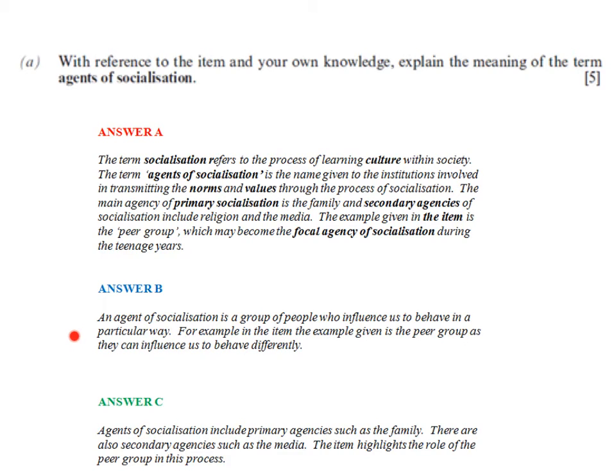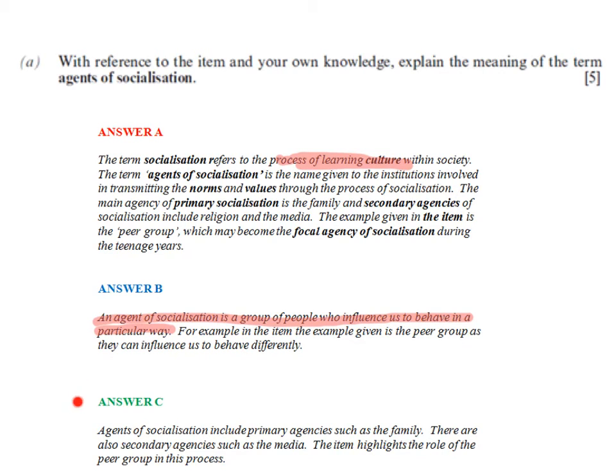Answer B is underdeveloped, it's too brief, and there are opportunities here to use sociological concepts. So if we look at the first sentence, for example, an agent of socialisation is a group of people who influence us to behave in a particular way. That could be expressed in much more sociological language. Contrast that to answer A, where they talk about the process of learning culture. That sounds much more sophisticated.